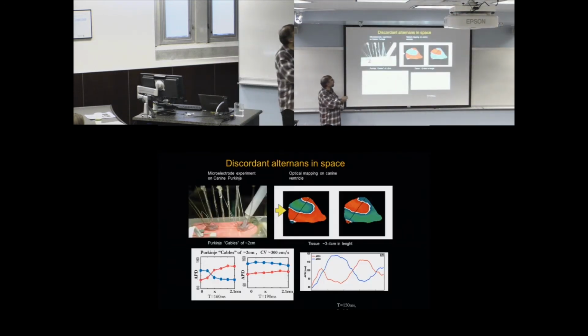So this is, again, experimental data from a Purkinje fiber. And this is experimental data, optical mapping on a dog ventricle. So you can get discordant alternans in this small cable of 2 centimeters. You can get discordant alternans in about 2 centimeters.